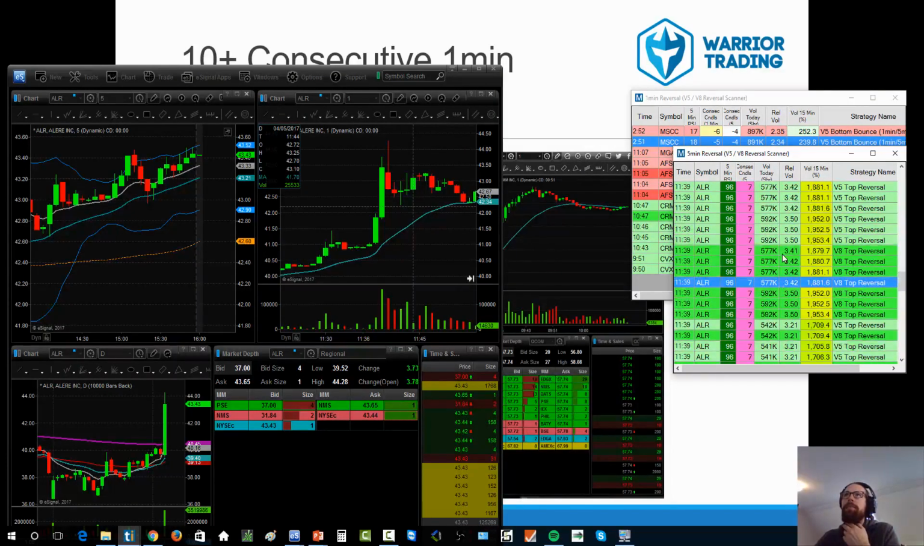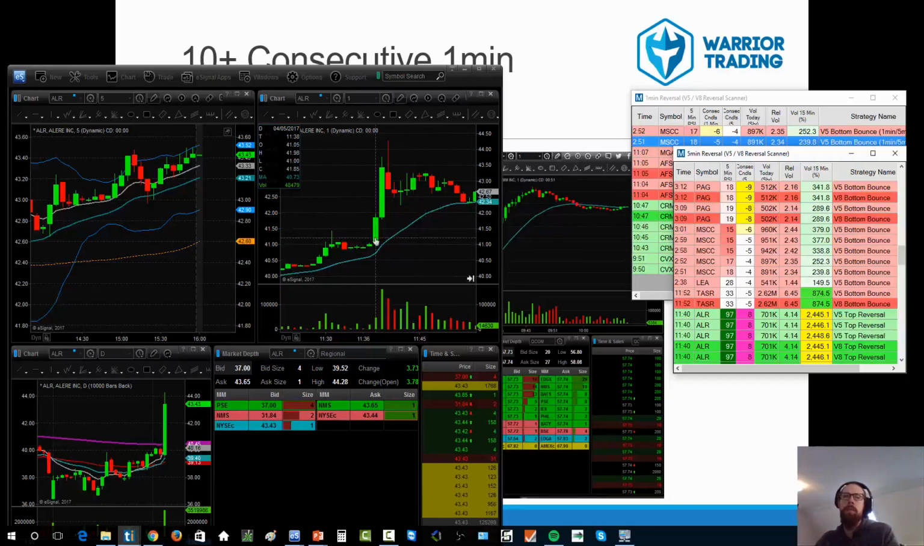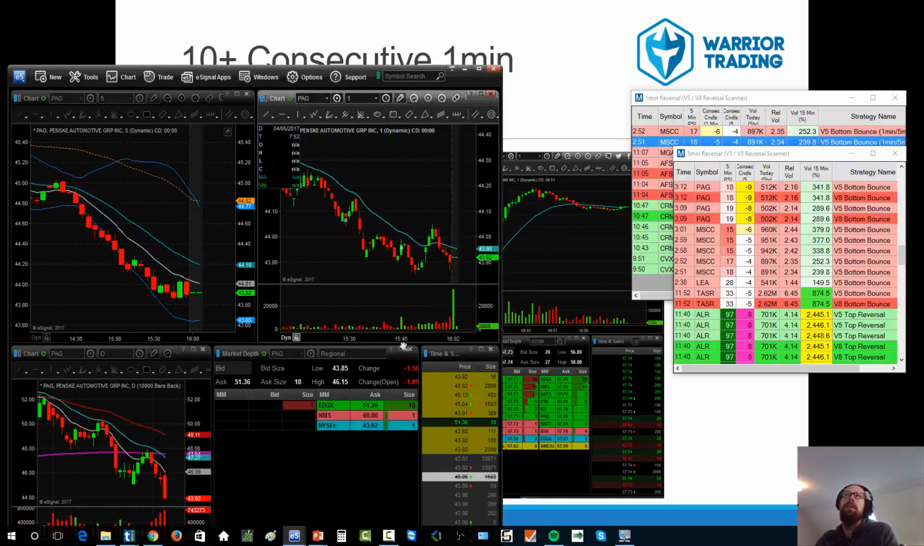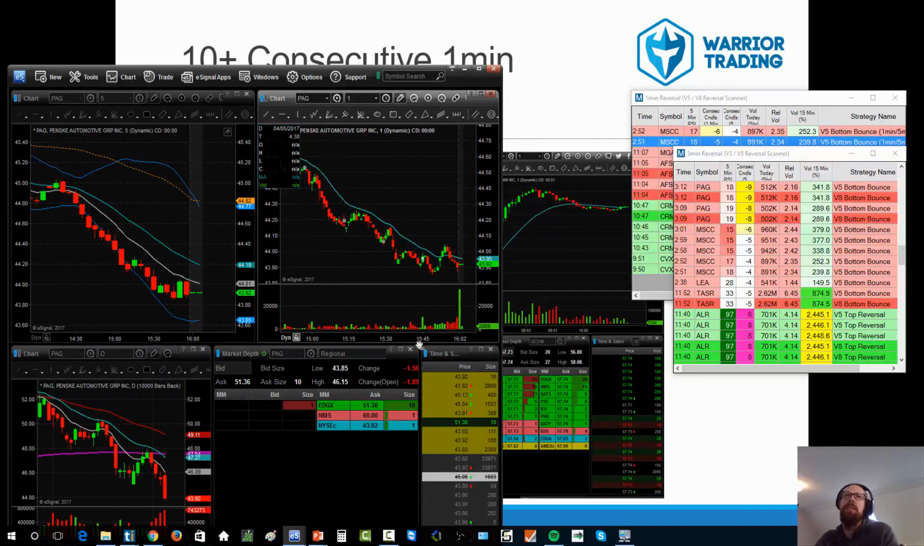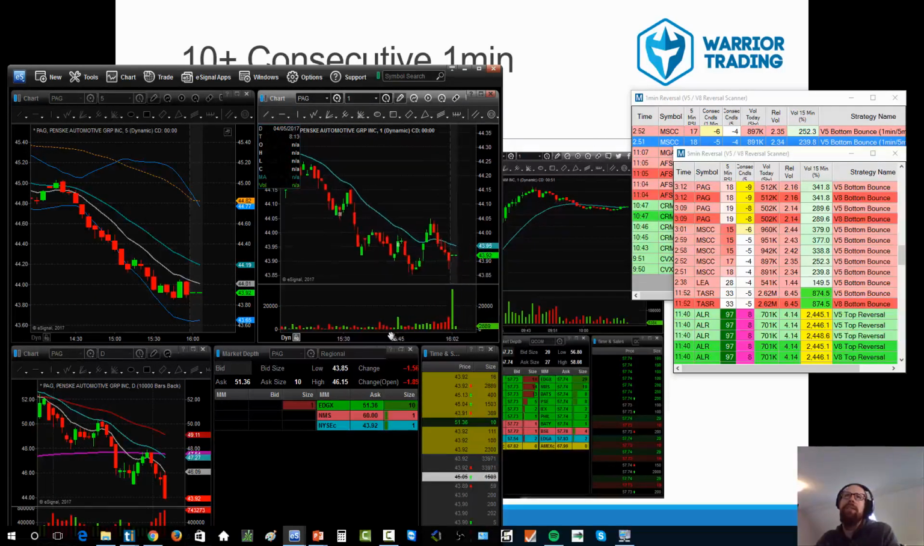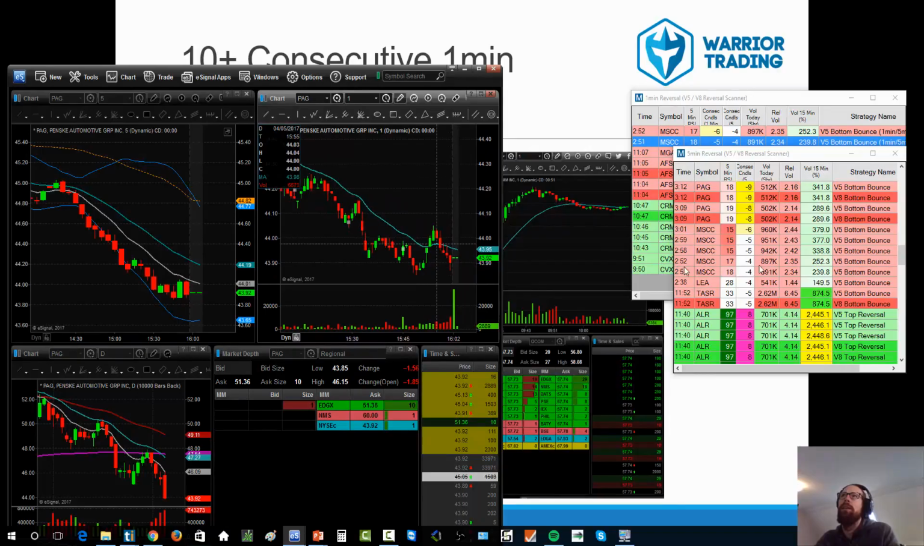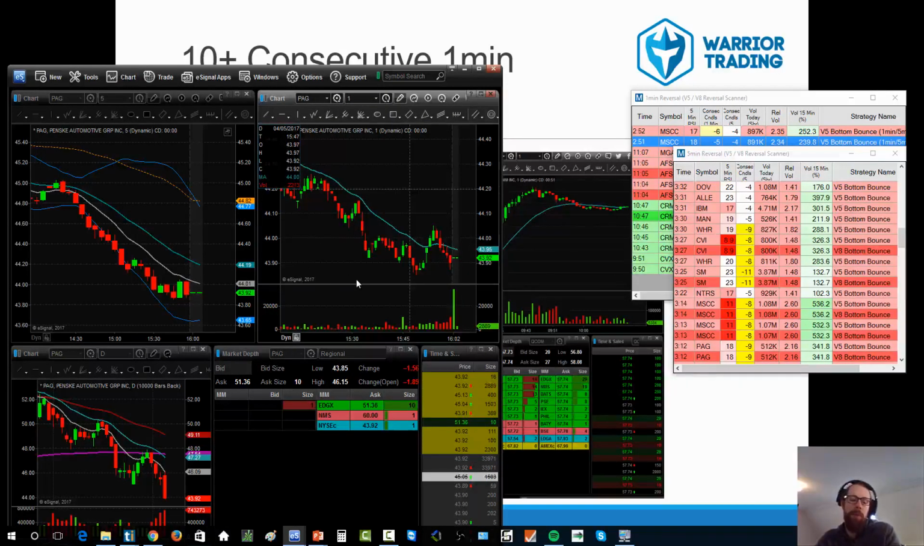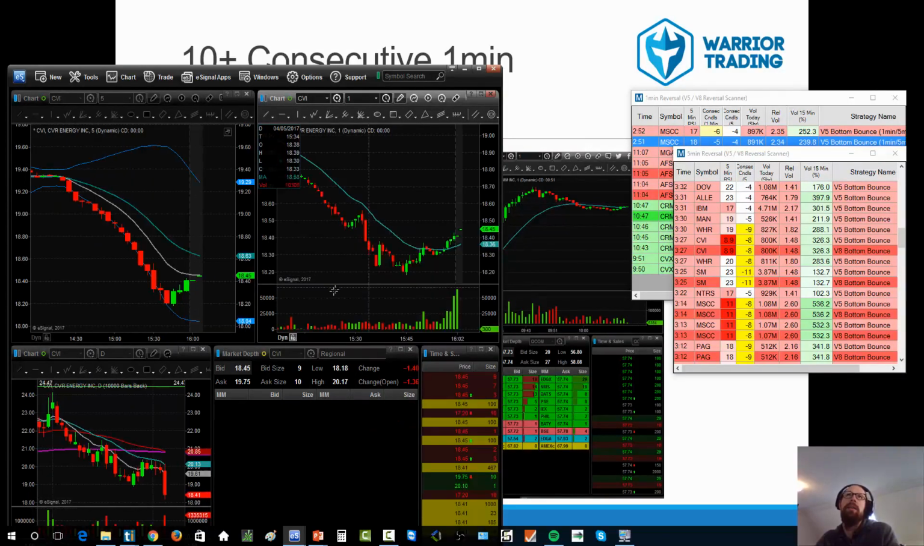Let's see. Page, PAG. This one around 3 p.m. was selling off. Didn't have enough consecutive candles at that point. Even though the 5 minute was set up, the 1 minute wasn't good. And when you looked at that 1 minute, you would have thought, doesn't seem ideal.